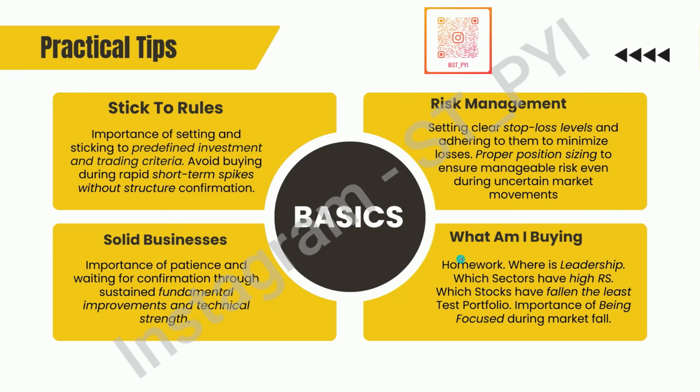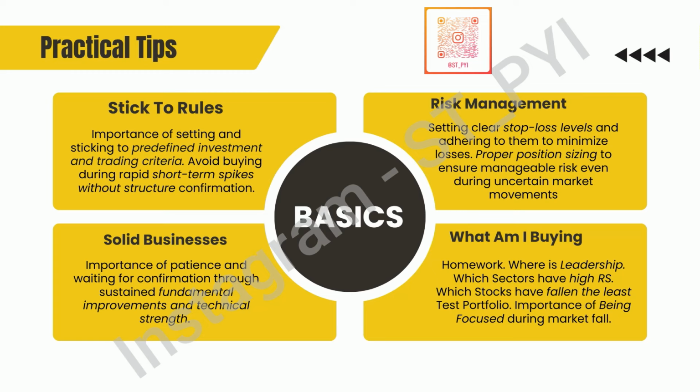So, what am I buying? Ever since the correction has started, I've emphasized homework. I've emphasized identifying every week where is leadership, which sectors have strong relative strength, which stocks within these sectors have fallen the least, why you should be building a test portfolio. This is important. I've repeated this so many times. Whenever the market was falling, I was buying a few stocks, building a test portfolio. Why? Because when such V-shaped recoveries happen, that is when people rush to buy stocks and allocate money to sectors.